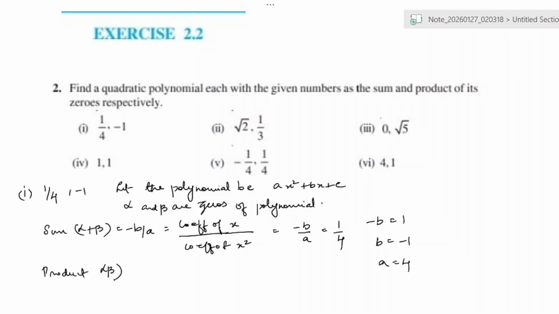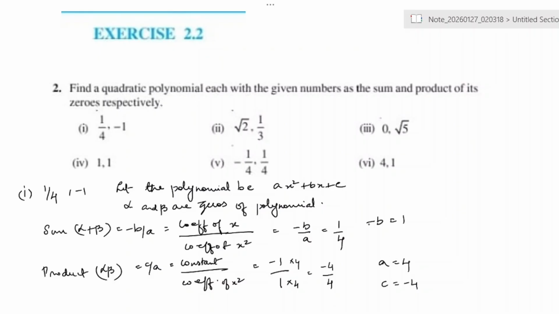Okay, so product is alpha beta, that is c by a, where c is the constant by coefficient of x squared. So c by a is given to be minus 1 by 1, but a is given as 4. So into 4 into 4, it becomes minus 4 by 4. So a is 4, so c is also minus 4. And b is equal to minus 1. Okay, so we'll form the equation with this.